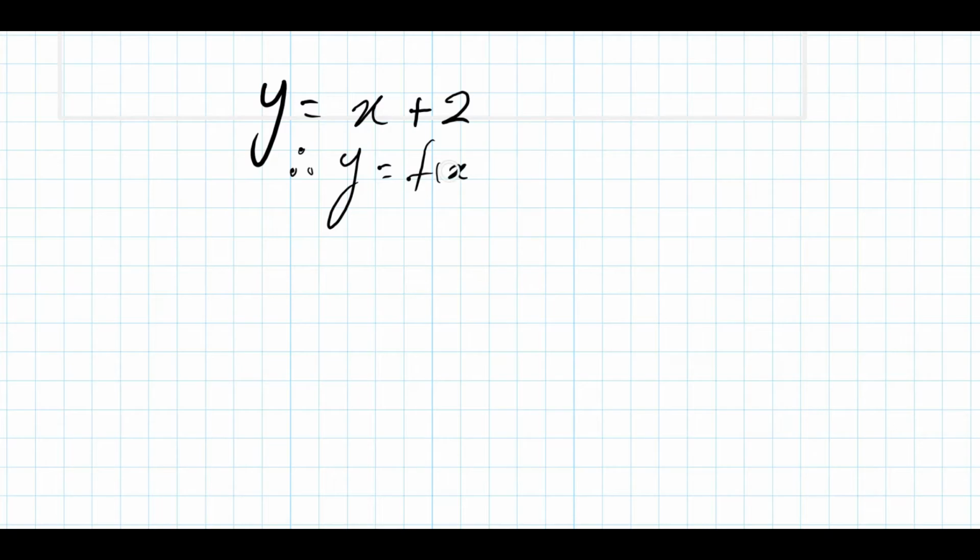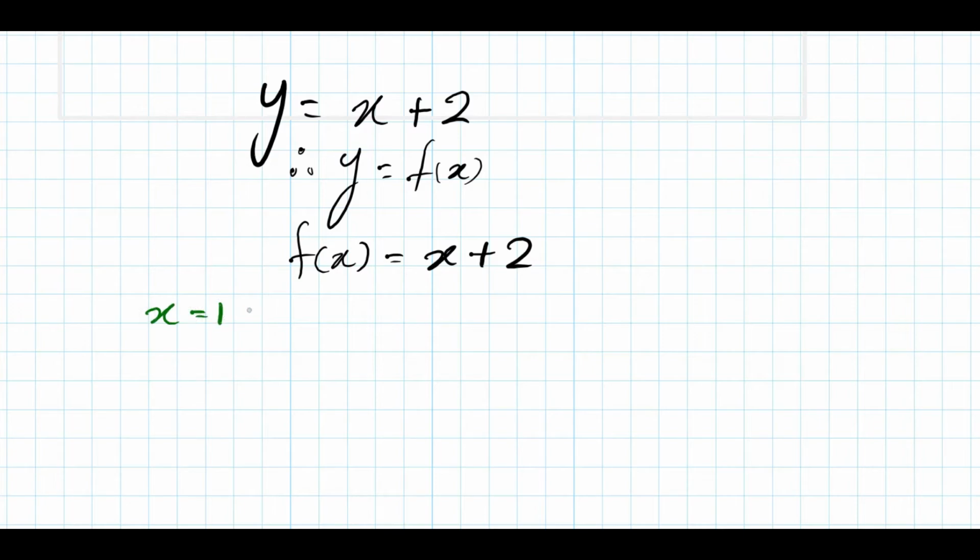Let me take y equals x plus 2. This is a function of x and there's a connection between x and y. Therefore, y equals f(x). Then what is f(x) here? f(x) is directly equal to x plus 2. What can I do using this f(x)? I can substitute values and find the answers of f(x).